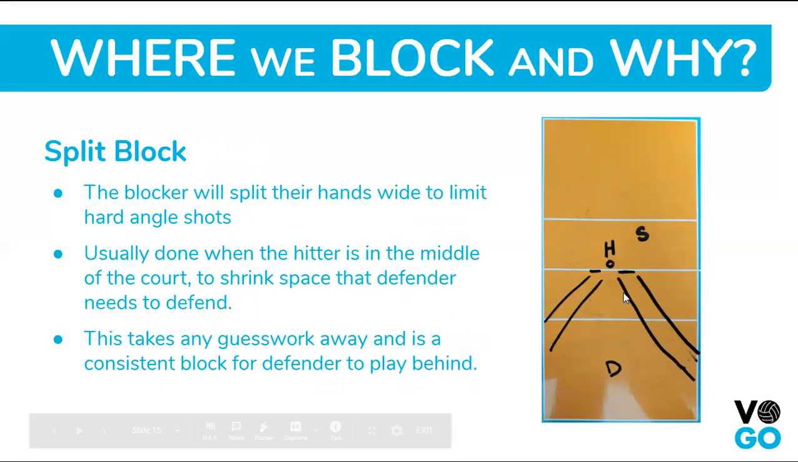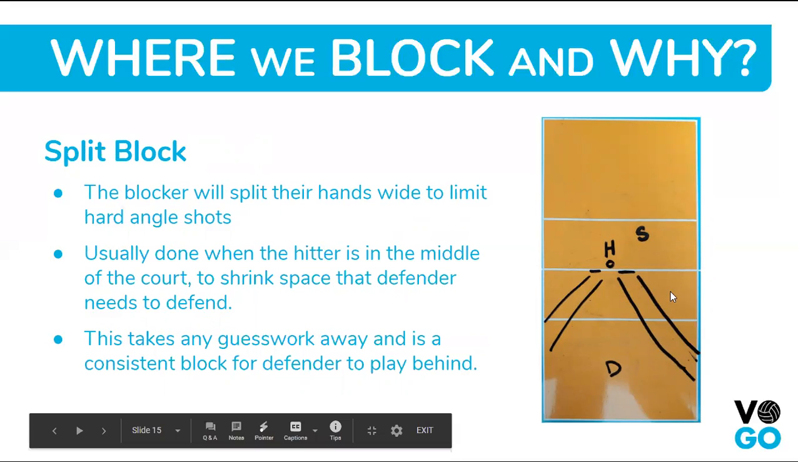What this does is force the hitter to hit roll shots here, or try to hit straight down on their defender. Ideally, if they hit hard, our defender's in a decent position to pick that up. If the hitter does decide to roll, hopefully your defender is making that read to go pick that up.